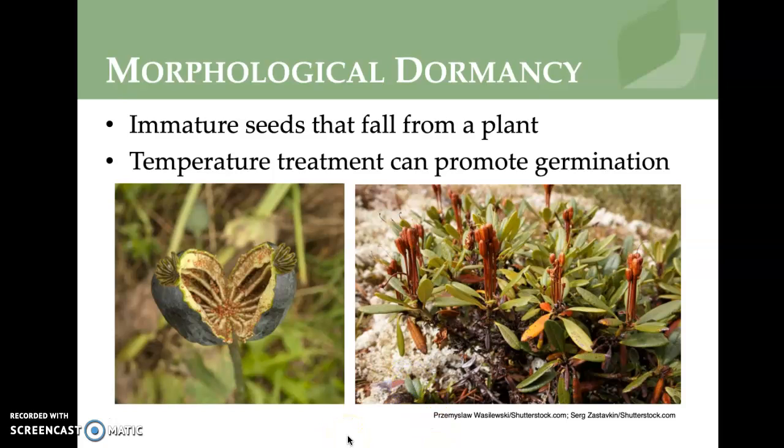Morphological dormancy. Immature seeds that fall from a plant, they might need some temperature treatment of cold or warmth. Some examples that they have here in your pictures, there's the open poppy seed pod. Poppies have a red flower, and this would be after the petals have fallen off and the seed pod dries up and it bursts open. And this is a rhododendron with seeds.